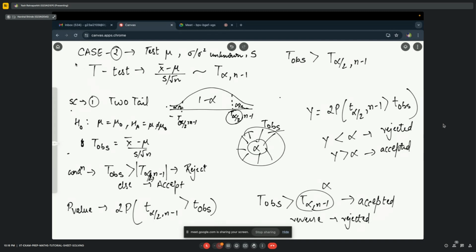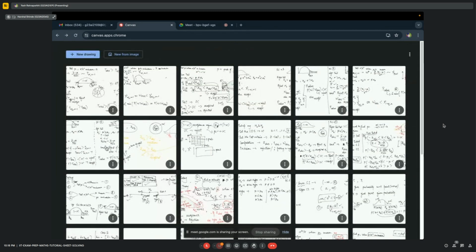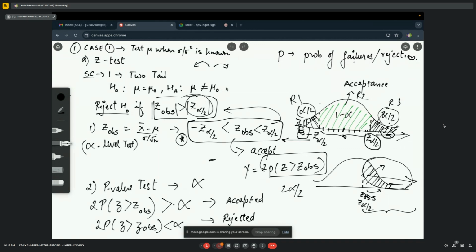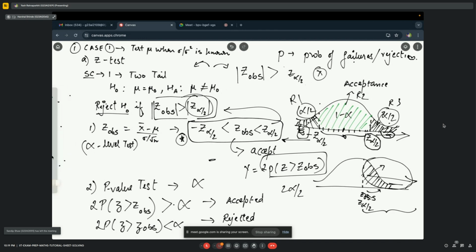Actually, I was making a mistake while solving this. It's not a blunder, but it is important to know. What I was writing was that z observed should be greater than mod of z alpha by 2. This is not right. The right thing is that mod of z observed should be greater than positive z alpha by 2. Anywhere in your notes where you have written this, please correct it. Is this clear to you?